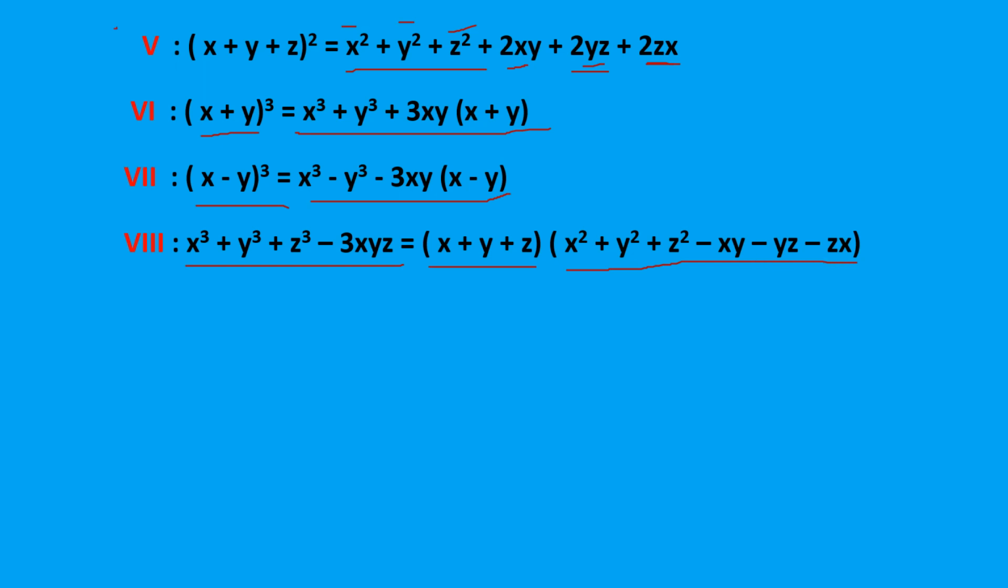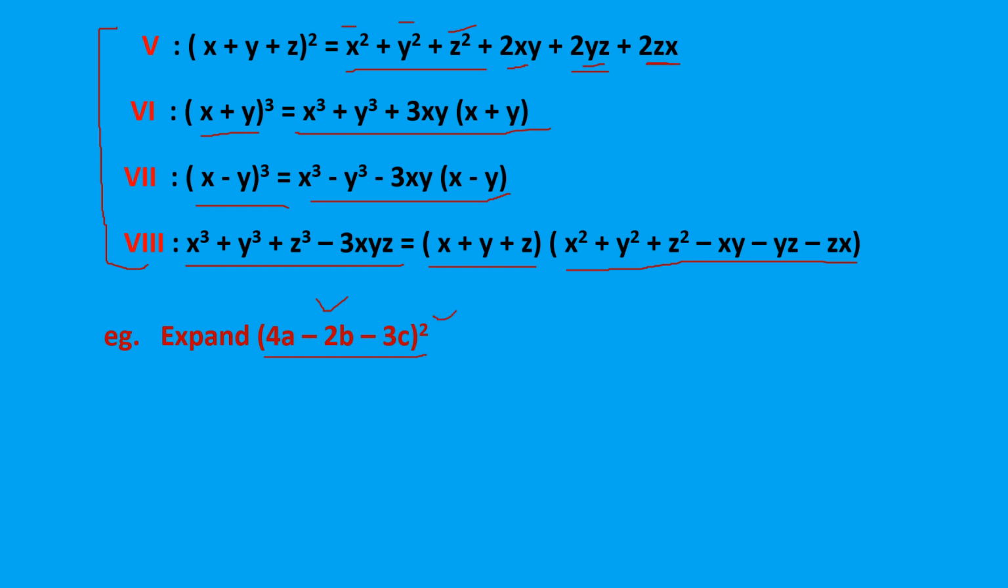So you have to learn these four identities also. Now based on these identities, let's do a few questions. The question is: expand (4a - 2b - 3c) whole square. If you see this question, we have three terms here. That means it is a trinomial and it's a whole square.